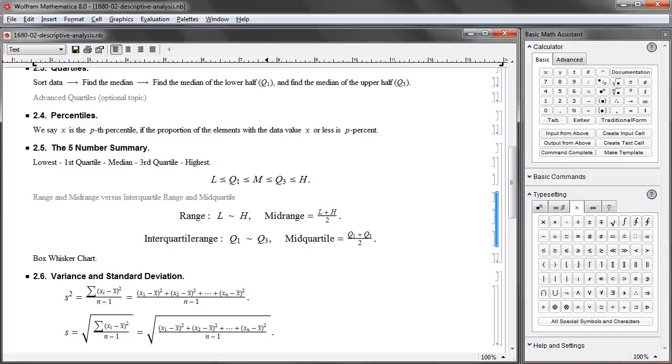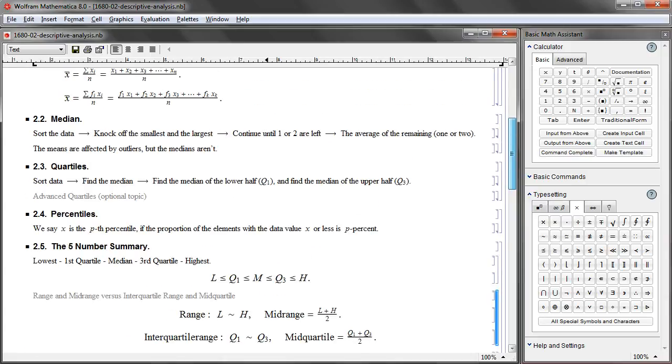I don't like it, but anyway, I don't really like range anyway. Mid-range is the average value between the lowest and the highest, L plus H over 2. But these two, range and mid-range, are not very good because they are heavily influenced by outliers.